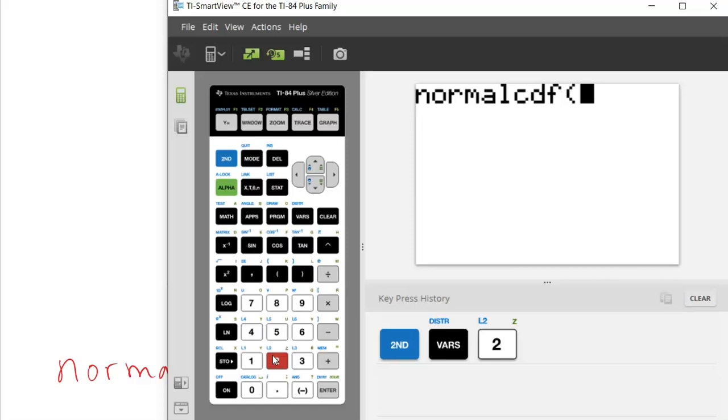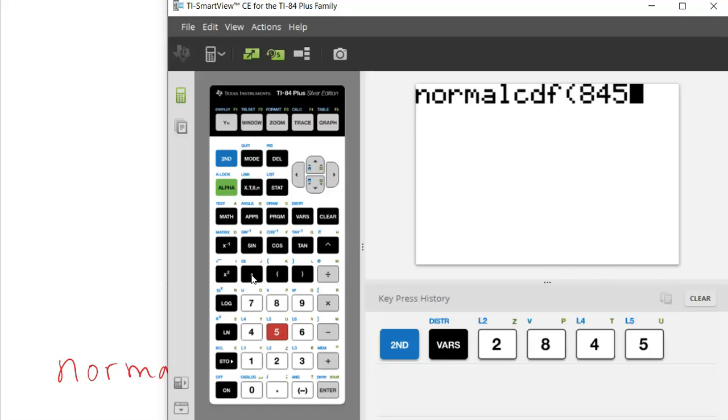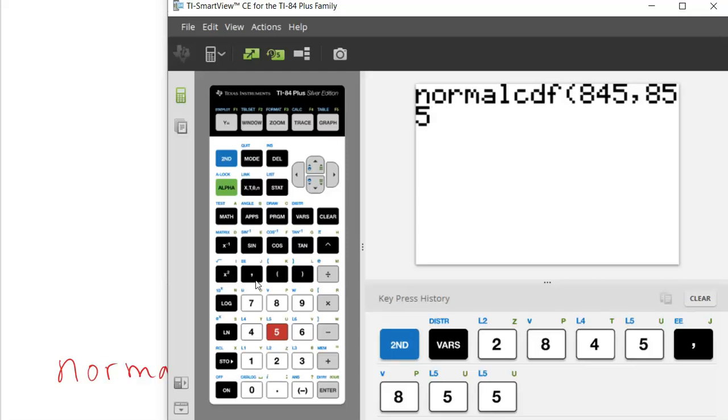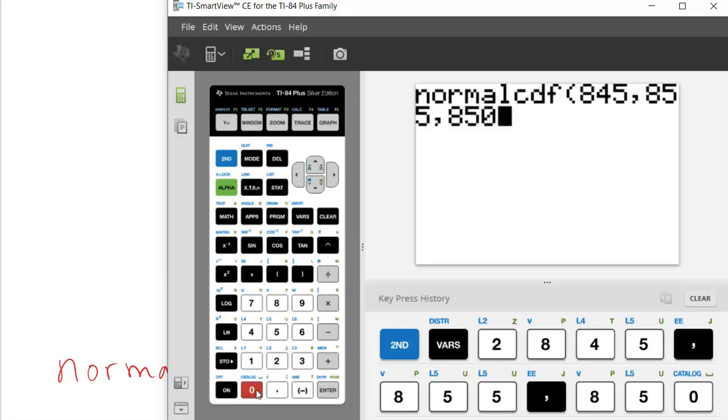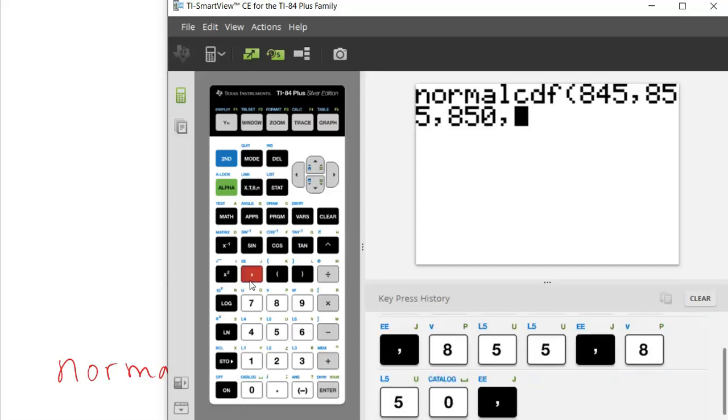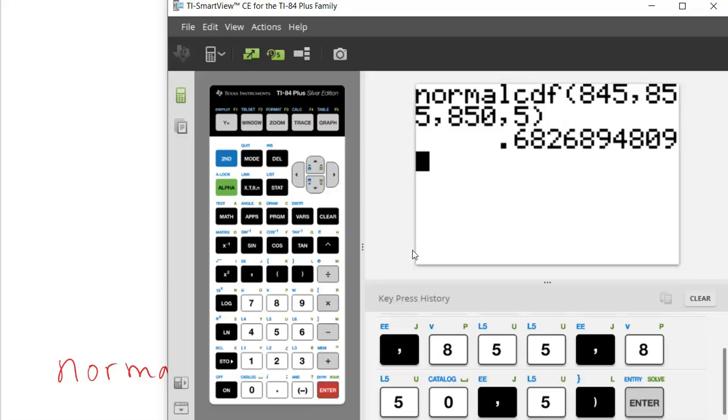It's lower bound first, so the lower bound of our interval was 845. Then you type a comma. It's upper bound second. Our upper bound was 855. Then you type a comma. The mean always goes in the third spot. The mean of the distribution was 850 grams. Then a comma. The standard deviation always goes in the last spot. The standard deviation was 5. Hit enter, and you get the same result.